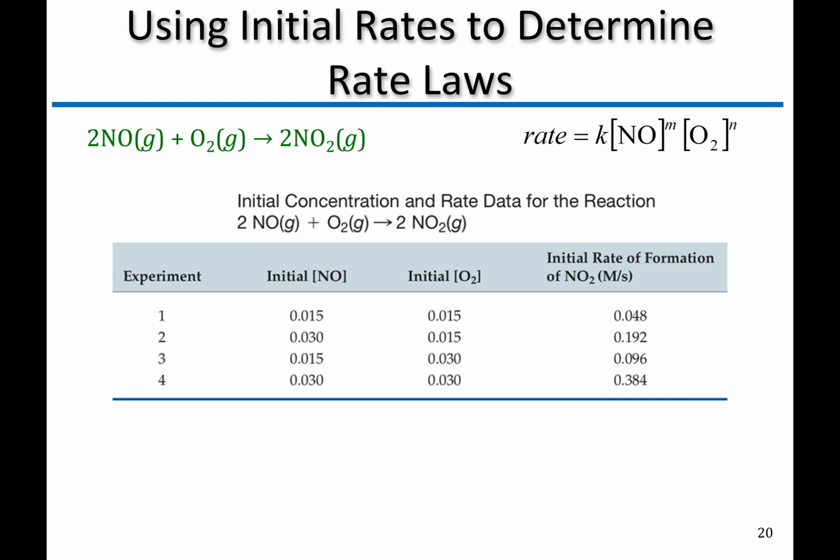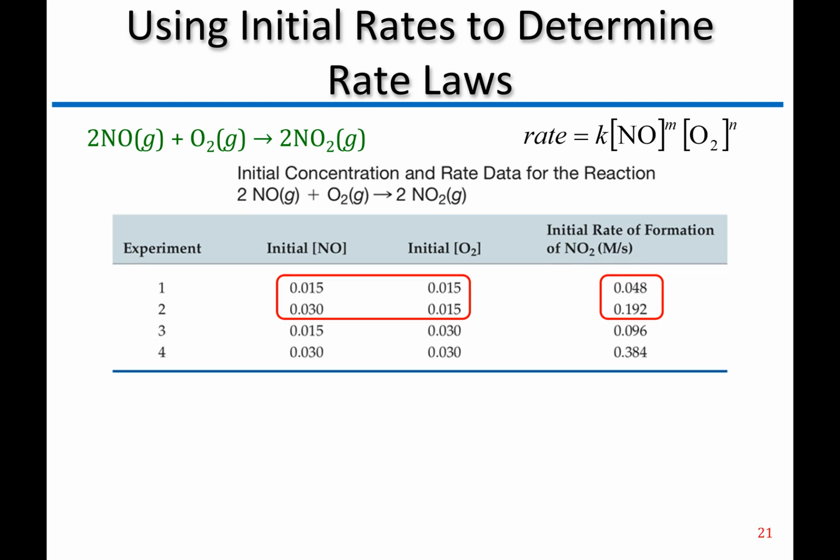Okay, so we can use this data to actually determine m and n, our reaction orders. Assuming we know all of this information, we can determine our actual rate law, including the constant. So how can we do this?